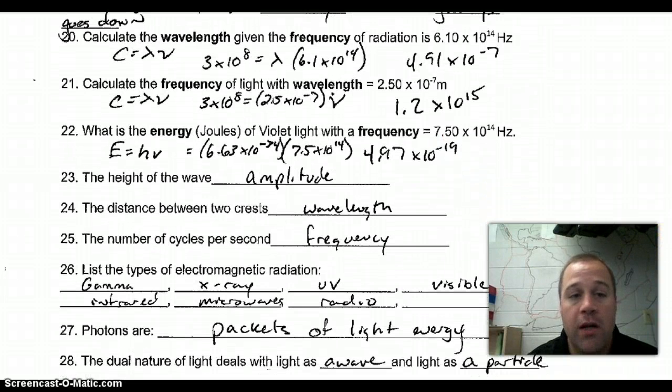For number 20 through 22, you're just using the equations that are in the bottom right box in your periodic table. C is always a constant, 3 times 10 to the 8th. H is always a constant, 6.63 times 10 to the negative 34th. Make sure that you know the units. Wavelength is always in meters, frequency is always in hertz, and energy is always in joules. And make sure you include those on here. And naturally I did not as I did this, but make sure that you include those.